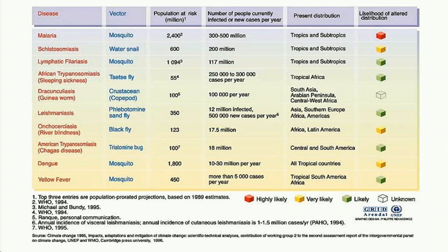And you can see the right corner, the red ones are highly likely, which means malaria is very likely to spread, and yellow is very likely, and the populations are also given. Dengue is spreading, yellow fever spreads because they are vector borne from mosquitoes. The sleeping sickness is also spreading.